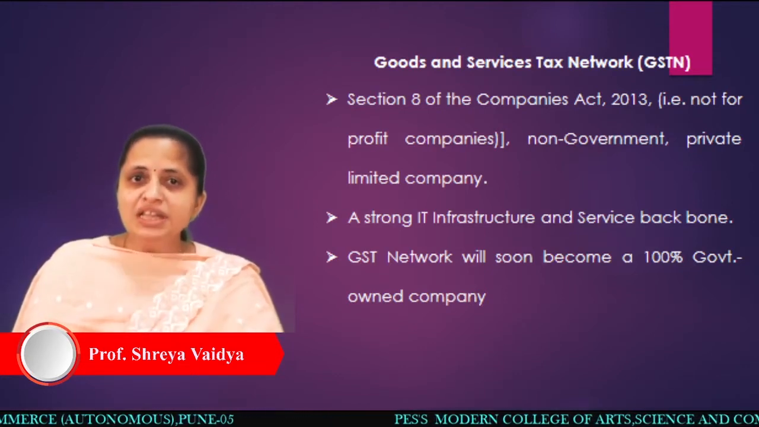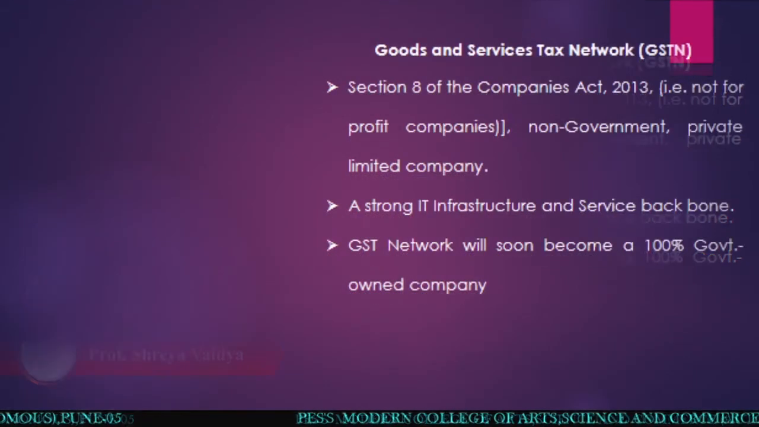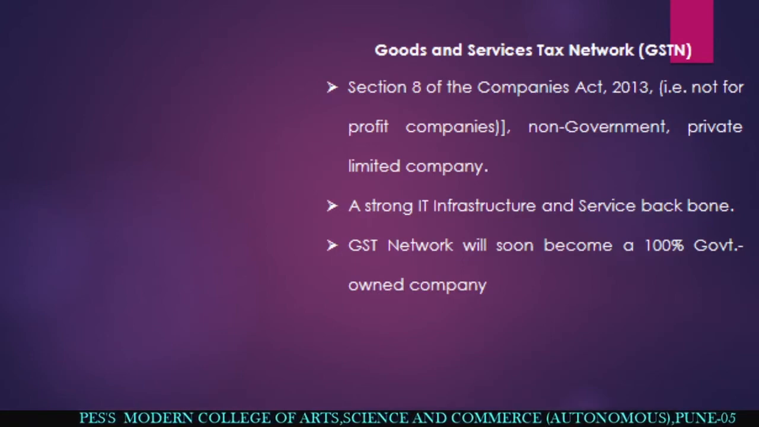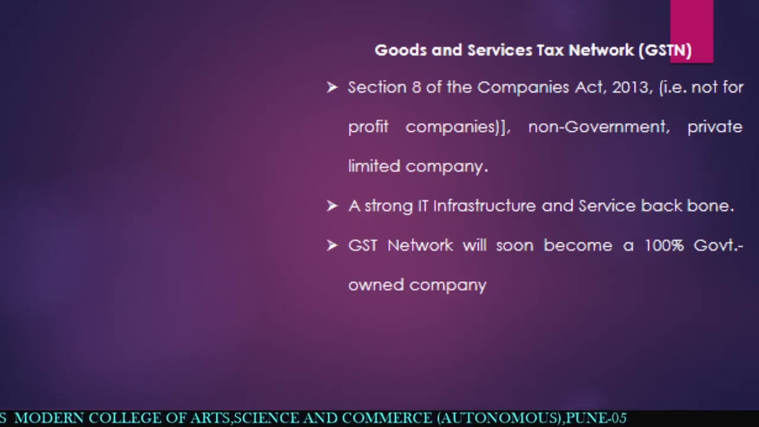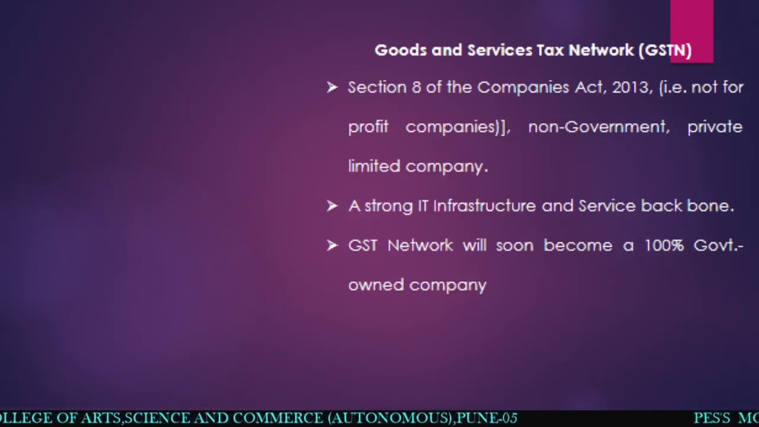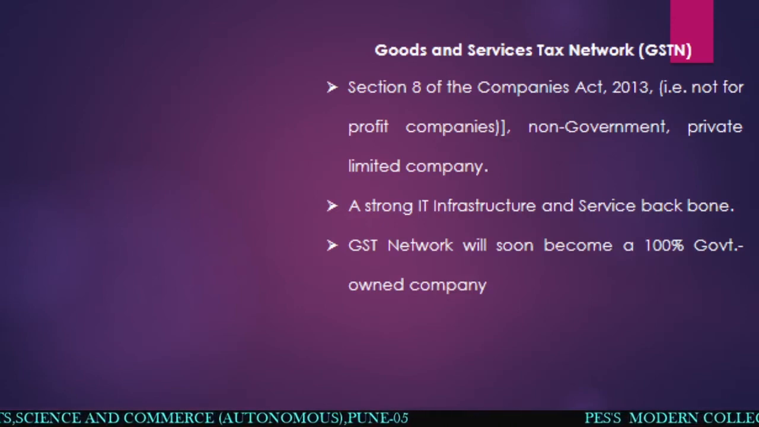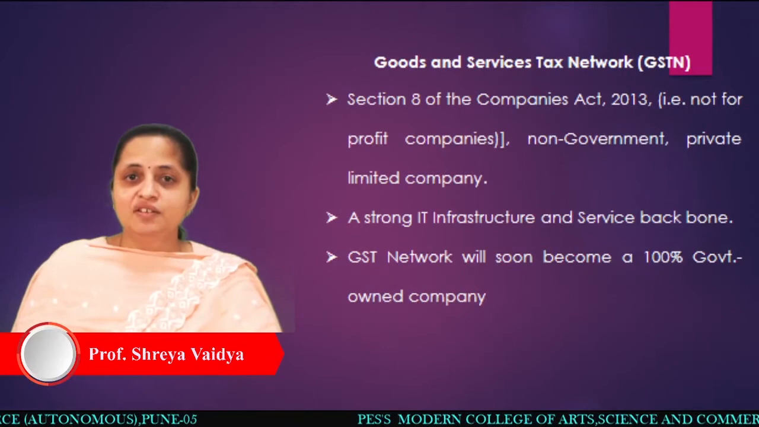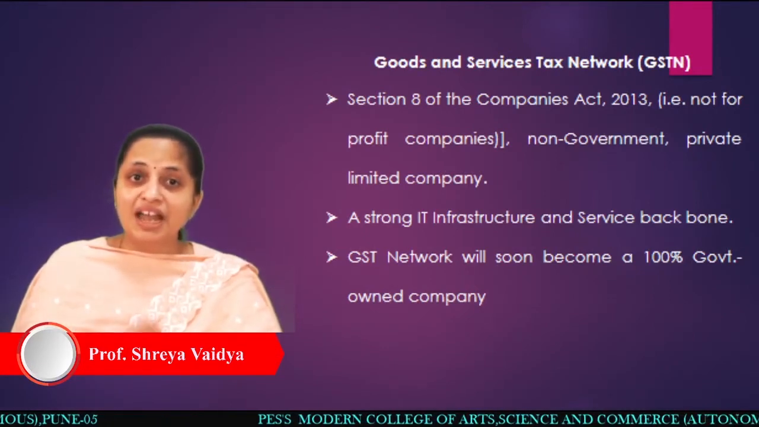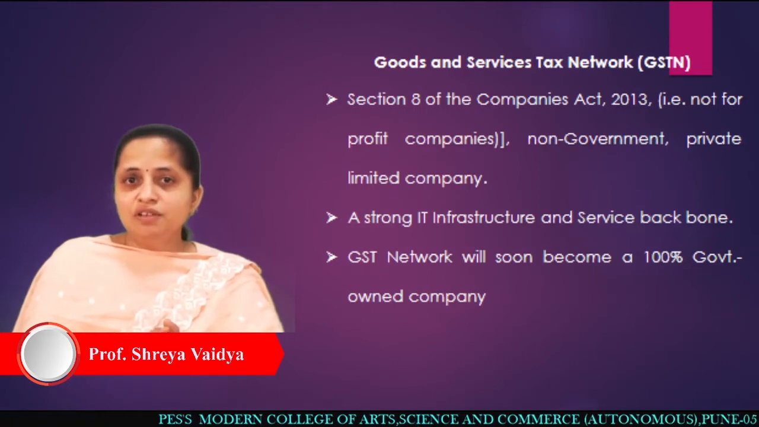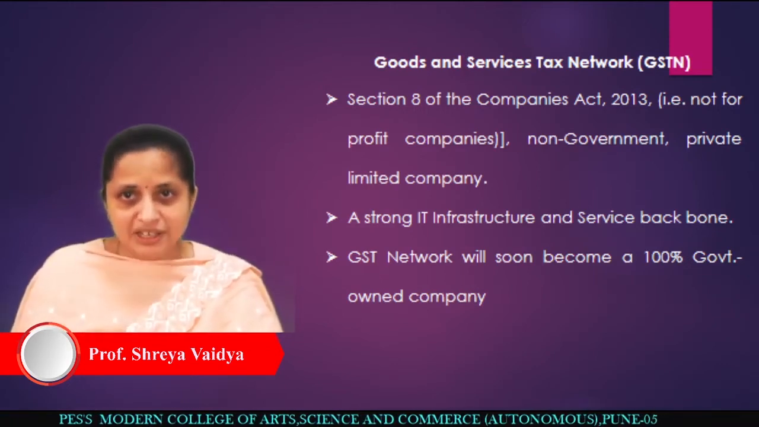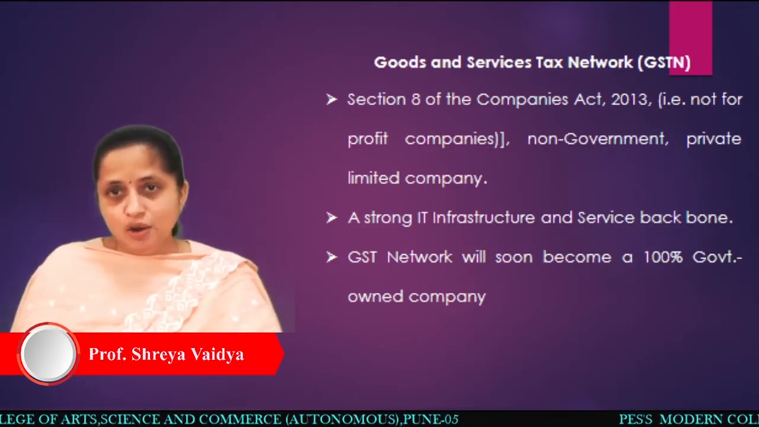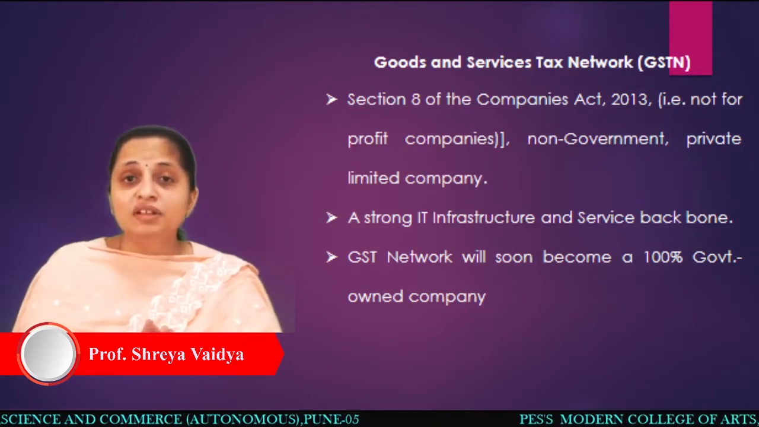This is possible only when there is a strong IT infrastructure and a service backbone which enables capture, processing and exchange of information among the stakeholders, including taxpayers, state governments, central government, accounting offices, banks, RBI. And as a result, the GSTN, that is Goods and Services Tax Network, has been set up. The GST network will soon become a 100% government owned company, converting GSTN to a government entity on September 26, 2018.